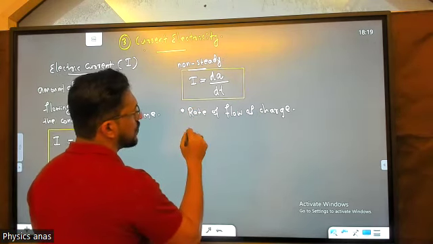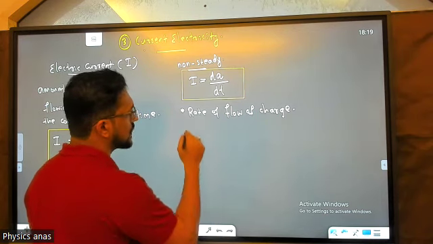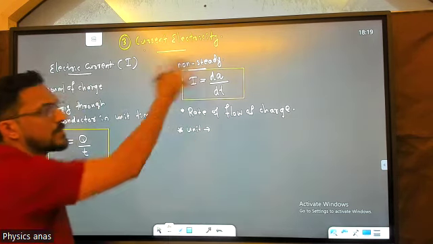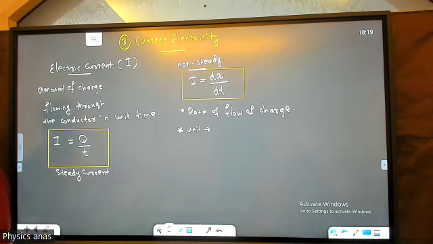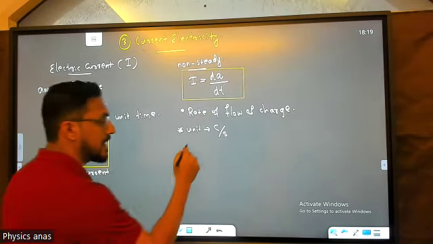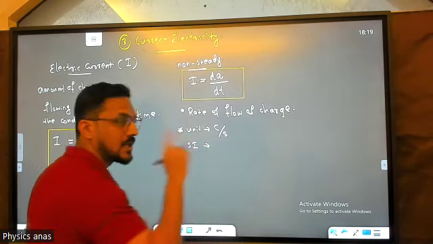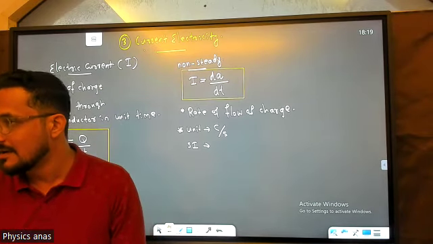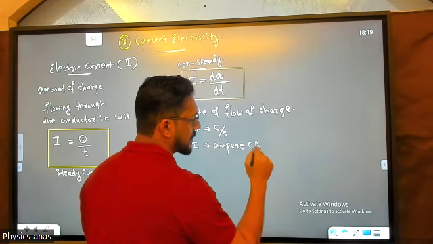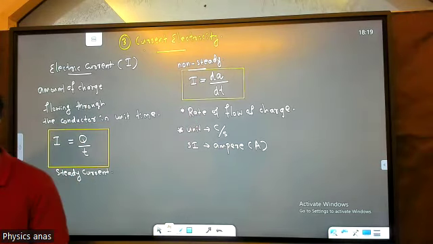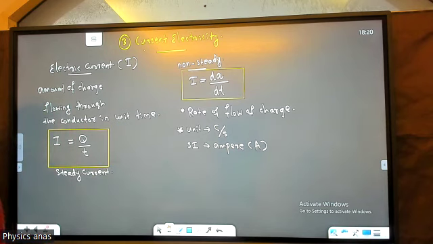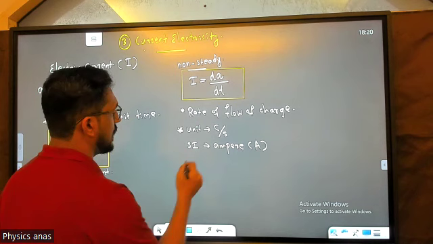And what is the unit of it? Ampere. From this equation, what will be the unit? Coulomb per second will be the unit. SI unit is, you know that, you have studied that in 11th standard. What is the SI unit of current? Ampere. SI unit of current is ampere. Symbol is capital A. You're okay now? Right? Okay. So that's about current.